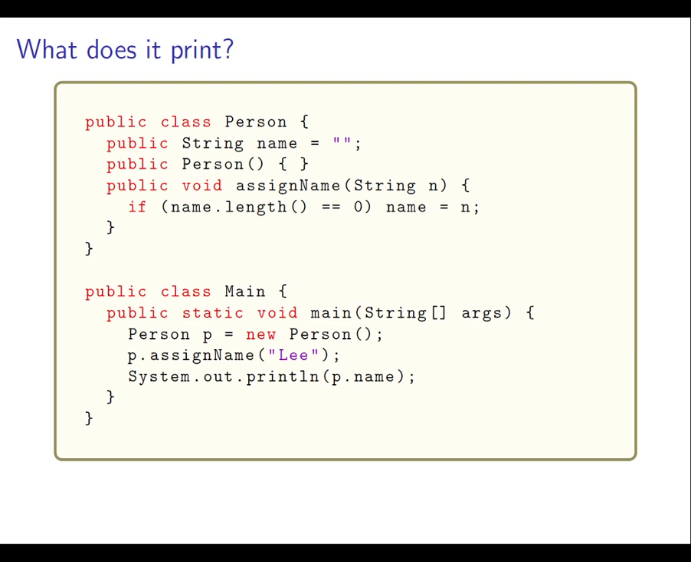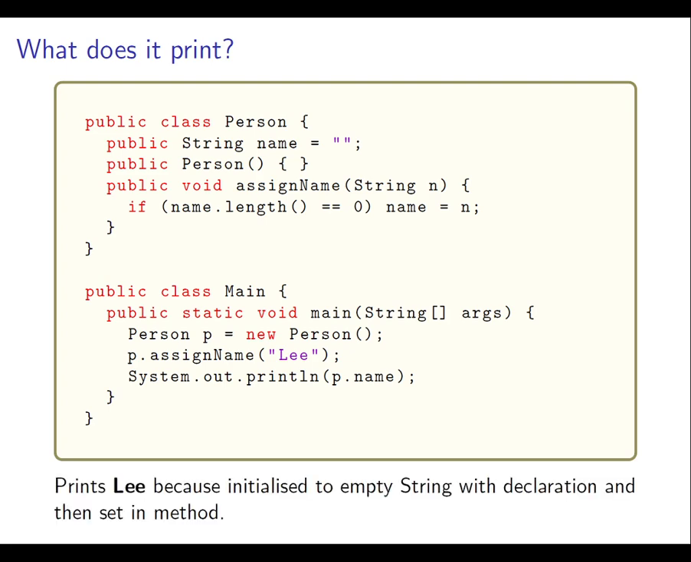Now, what about this one? This time, what have we done? We have added an initialization for the instance variable name. So we're going to set it to be an empty string. That's going to work, because having initialized name to the empty string, it makes perfect sense to check the length of the current value of name.